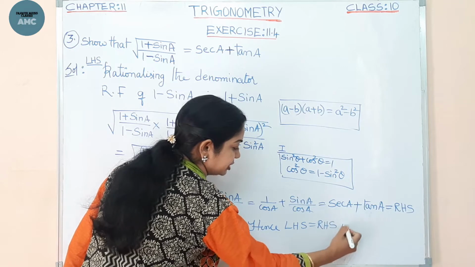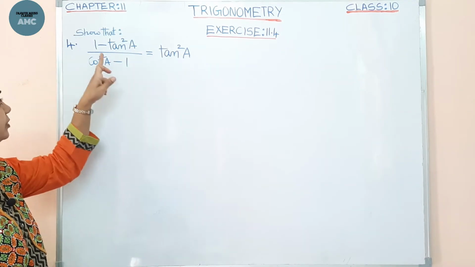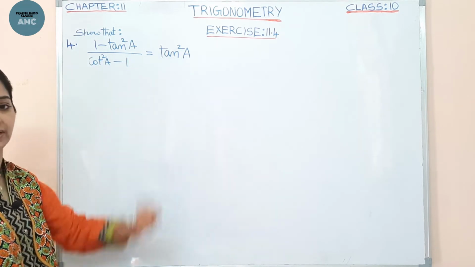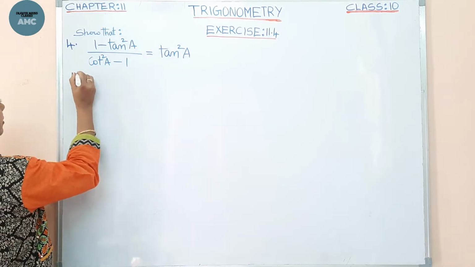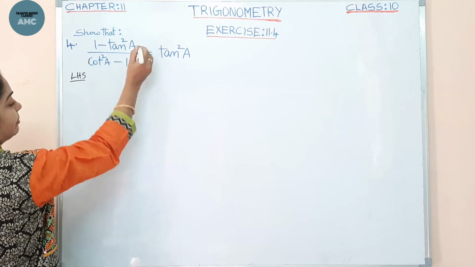Now, take a screenshot or quickly pause the video, note it down. Let's see the next one. Now, the fourth problem, show that 1 minus tan square A by cot square A minus 1 is equal to tan square A. So, let's start with the LHS part, 1 minus tan square A.